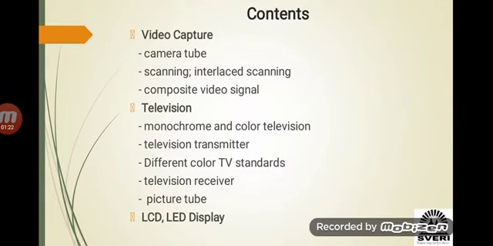Now, the majority of the content that we'll be seeing today from chapter number 1, the important part, are video capturing, in which we will study the camera tube, scanning, interlace scanning, composite video signal. Then what exactly the television system is, in that monochrome as well as color television transmitter, different color TV standards, television receiver, picture tube, and then we'll study two types of displays, that is LCD as well as LED display.